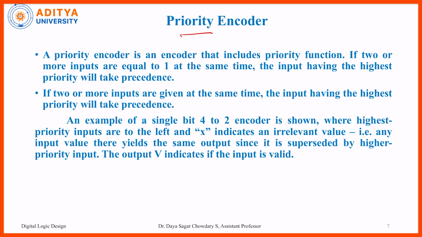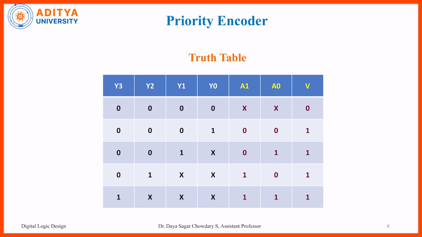And if 2 or more inputs are equal to 1 at the same time, the input having the highest priority will take precedence. As an example, we have already taken one example for this particular operation. So let us consider it with the help of this particular truth table.